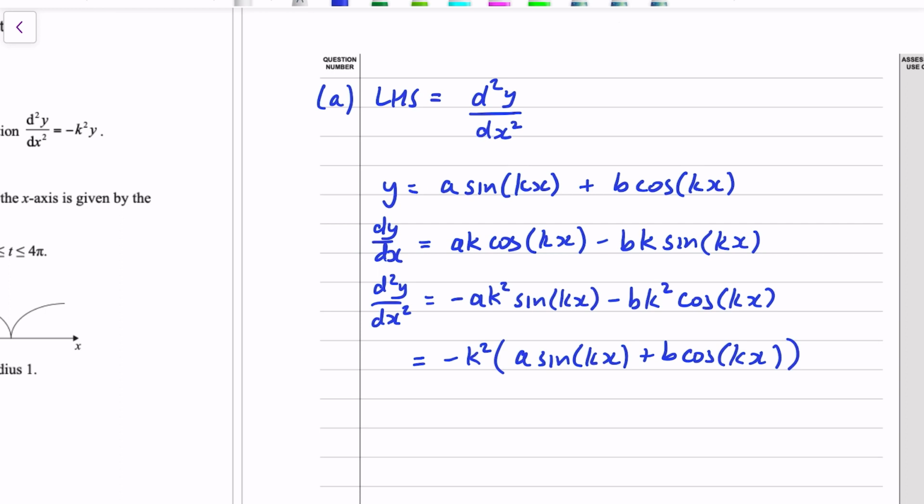Okay, so left-hand side equals the second derivative. We needed to prove that it equaled negative k squared y. Oopsies. Negative k squared y, and that indeed equals minus k squared y. So we've proven it.